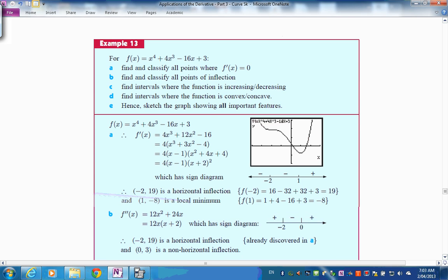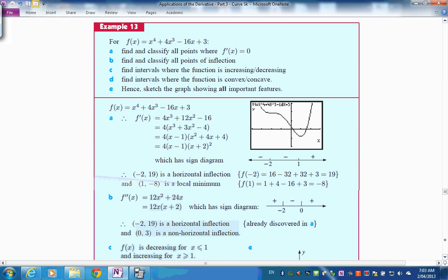Alright, so bringing it all together. This is a definitive question now. You must be able to do all of these. Let's take a quartic. Find and classify all points where f dash x equals naught. Okay, get the derivative. Try to factorise it now. So that's a fairly hard one there, because you've got to use that x squared plus ax arrangement.